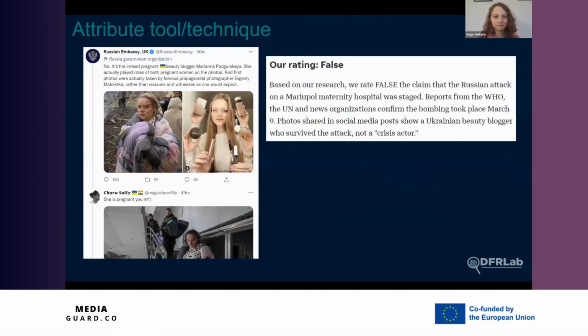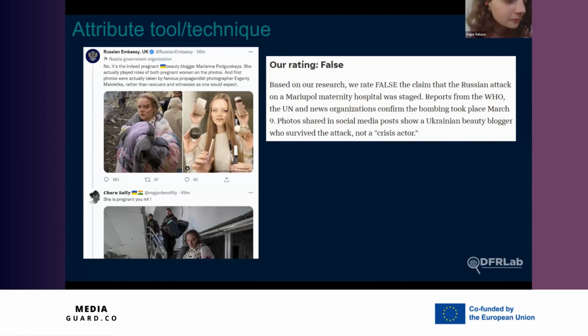And another one. You remember this girl in Mariupol when the maternity house was bombed? Famous pictures of an injured pregnant woman. And the Russian embassy in the UK said that this is a beauty blogger, she's an actor, she played the roles of pregnant women before. And then another post said that our rating is false based on our research and so on, that this attack on the Mariupol maternity hospital was false.